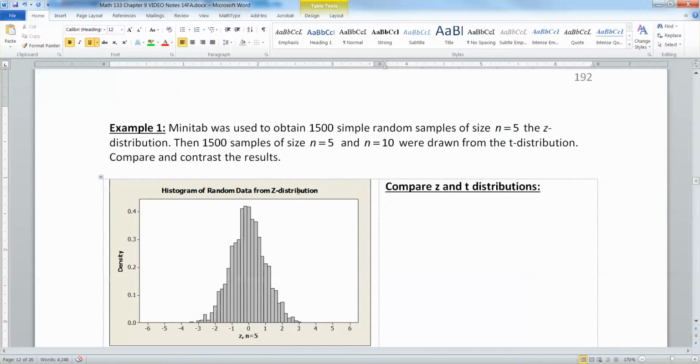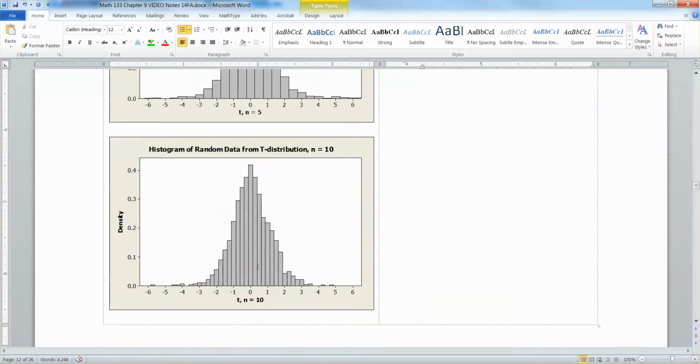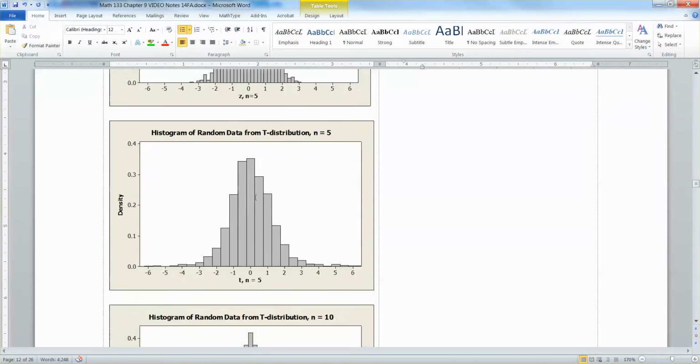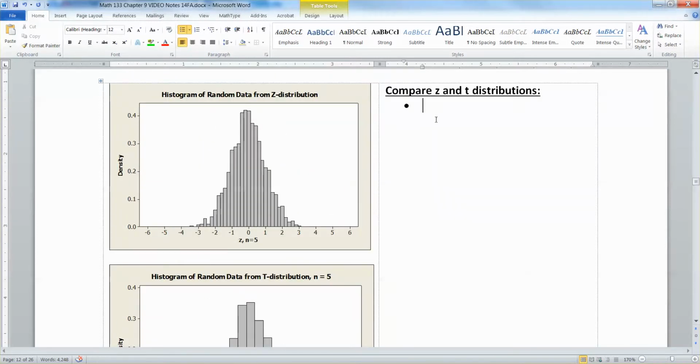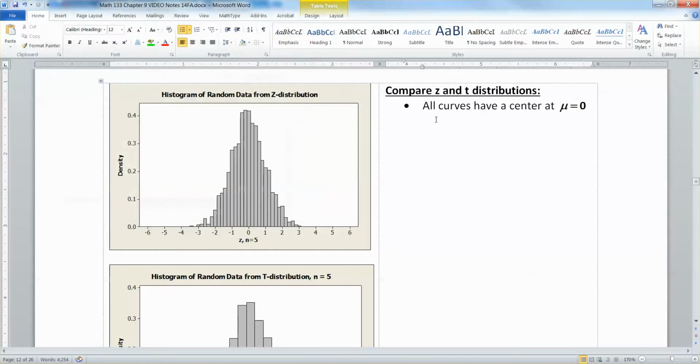So the z, remember, is the normal distribution. That's the one that's up at the top. So when we compare them, we want to look for things that are similar between the 3 curves. So what do they all have in common? Well, they all have a center of 0. Look at them, right? So all the curves have a center at mu equals 0. Okay, so they are all centered around 0.